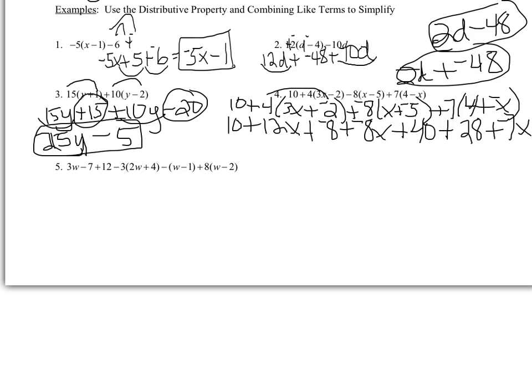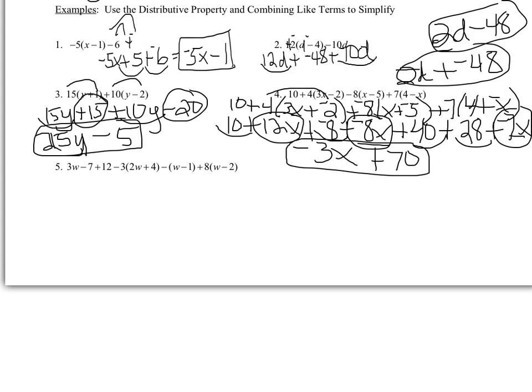Now I can combine like terms. I usually start again with my variables. Let's see, I have what? 12x, negative 8x, and negative 7x. Well, negative 8x and negative 7x would be negative 15x. Plus 12x would be a negative 3x. Then plus, we got to combining here. Well, I have 10 and negative 8 would give me 2. 2 plus that 28 would be 30. Plus the 40 gives me 70. So I have negative 3x plus 70.